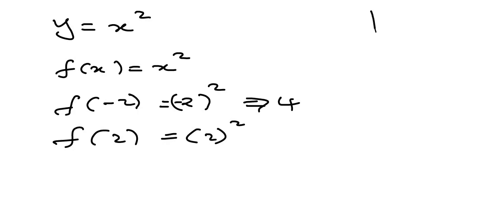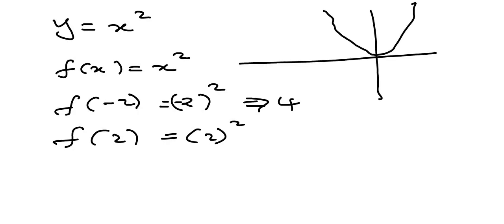So meaning this is not a one-to-one, because if it was one-to-one, it would be unique, but this is not unique. Whether you put in -2 or 2, they are both going to give you the same outcome, which is a 4. So they are both being matched to the same number. So this is not a one-to-one.